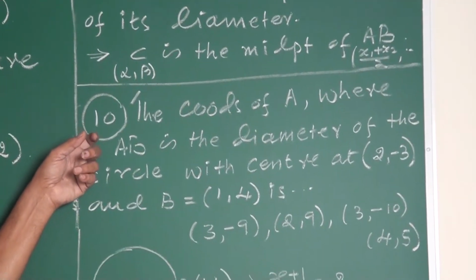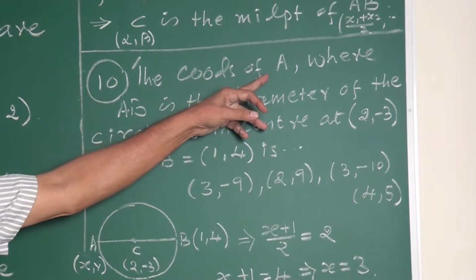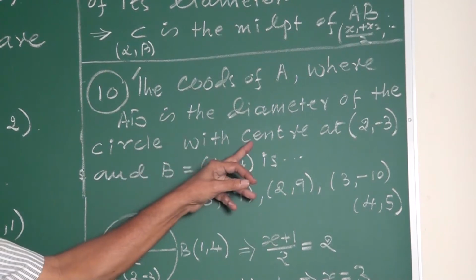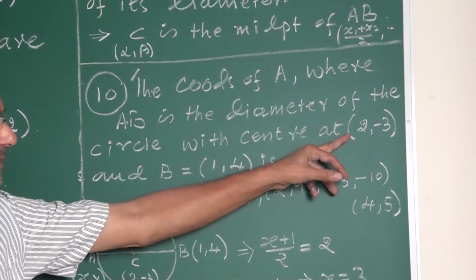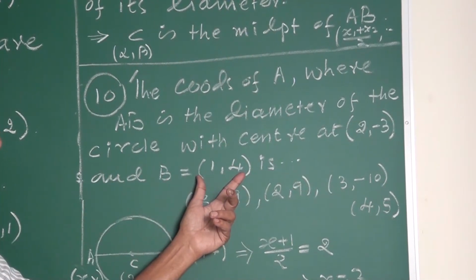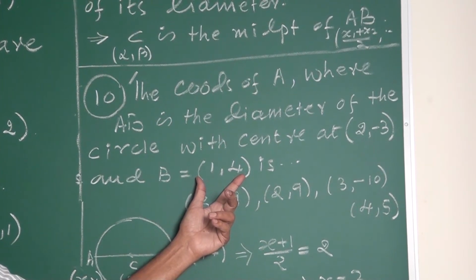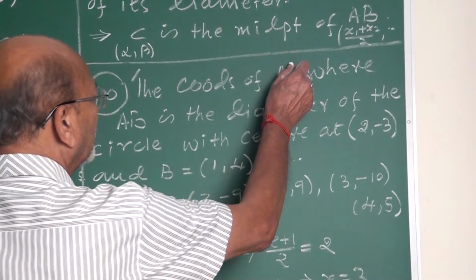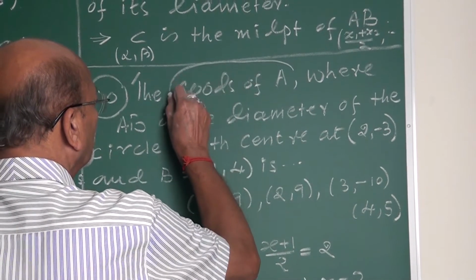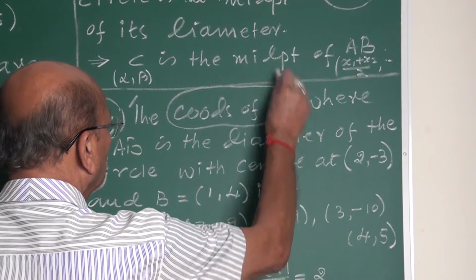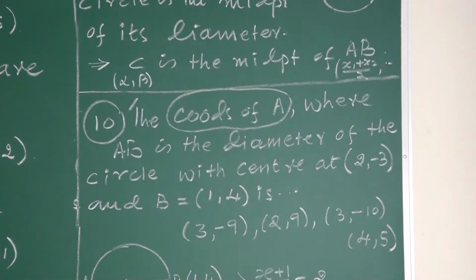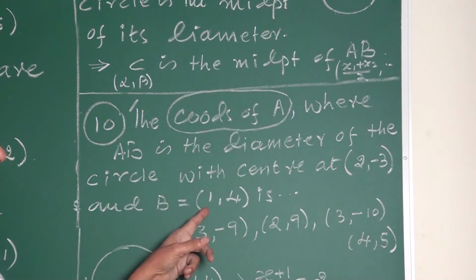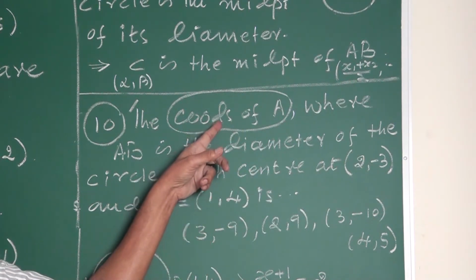This is one example. The coordinates of A, where AB is the diameter of the circle with center at (2, -3) and the coordinates of B are (1, 4). You wanted the coordinates of A. This is your main hero. What are the given things? Center is given and one end is given. You wanted to find the other end.